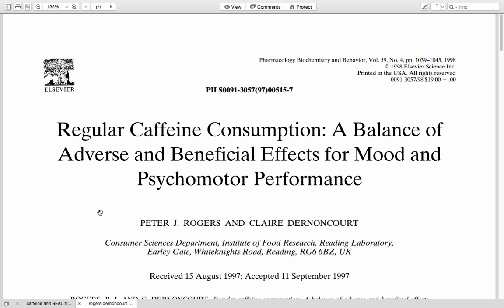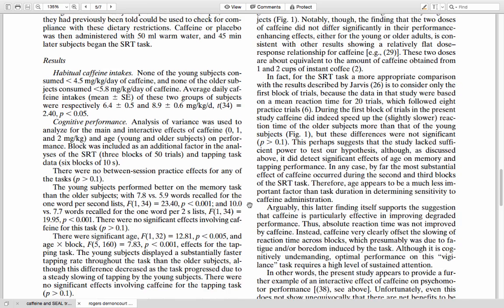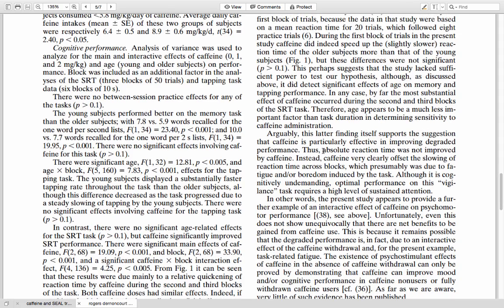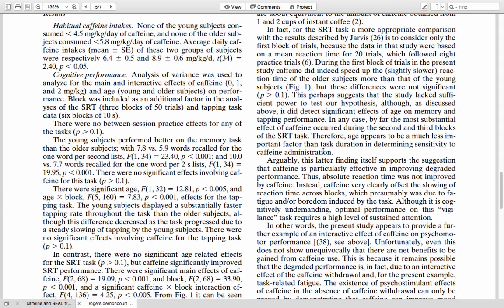Another paper that I found is this one, Regular Caffeine Consumption, a Balance of Adverse and Beneficial Effects. One of the things that I found in this paper is that it basically is saying that caffeine does improve response time on these kind of tests that they had people do, but that it seems that it's not so much that caffeine improves your performance, it's that people who usually drink coffee, who drink coffee every day, they have worse performance when they don't drink caffeine. So that's something else I need to know to construct my experiment.